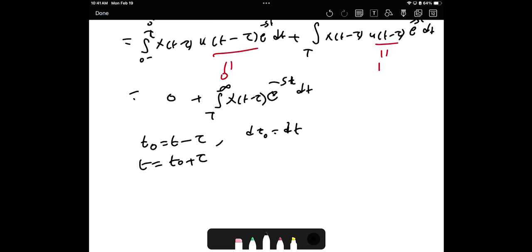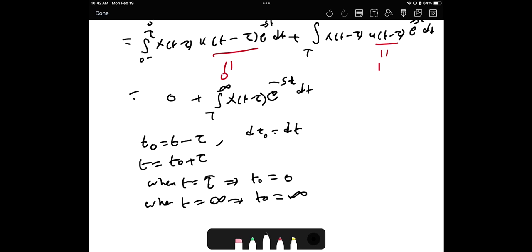And let's look at the terms. When t equal to tau, this yields t0 equal to what? So t0 is t minus tau, tau minus tau will make it 0. When t equal to infinity, this yields t0 equal infinity minus tau, and any number minus infinity will be infinity.